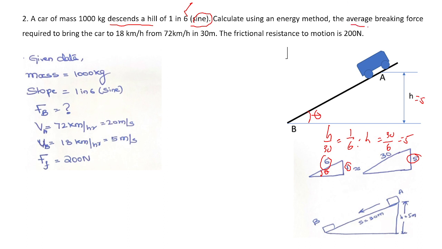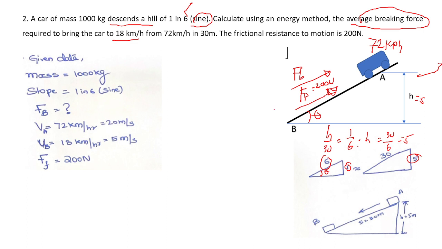Now the question is to compute the average braking force. What would be the force here for the braking that is required to bring the car from 72 kph to 18 kph with the brake? And of course there's also friction, which is equal to 200 Newton. This will bring down the car to 18 kph.